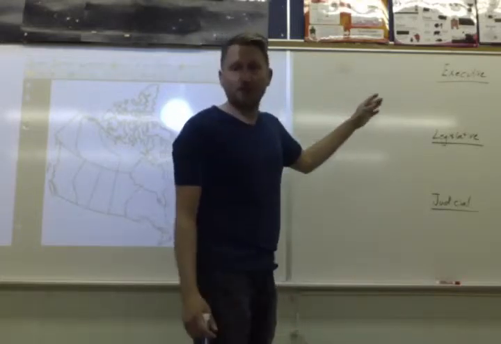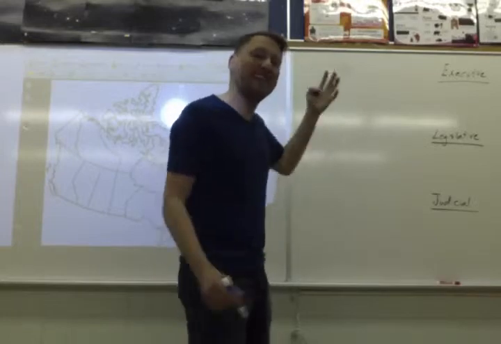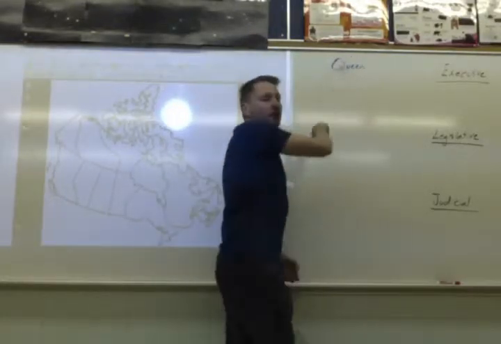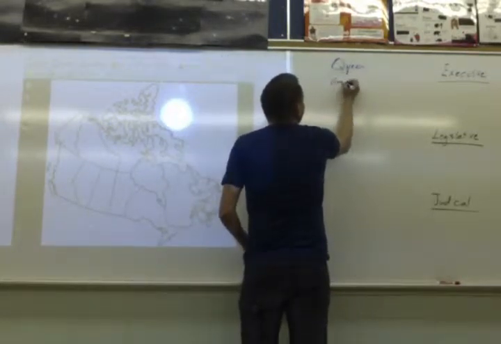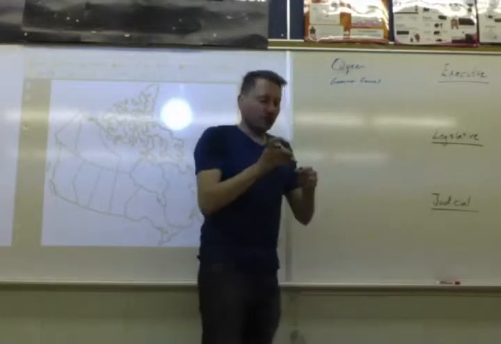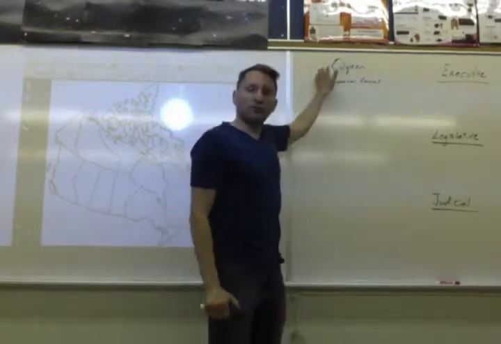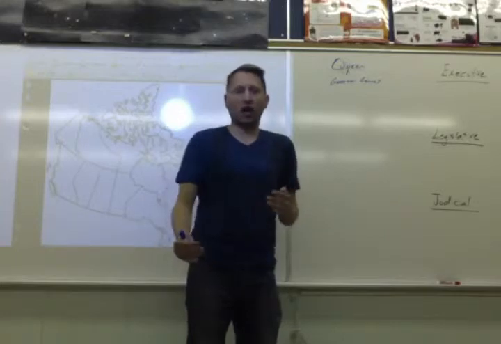The executive branch, because we are still part of the Commonwealth, at the very head is the Queen of Canada, also the Queen of England. Below the Queen is the Governor General. The Governor General is the Queen's representative here in Canada. Both these roles are very ceremonial. They don't have any real power in making laws, etc.